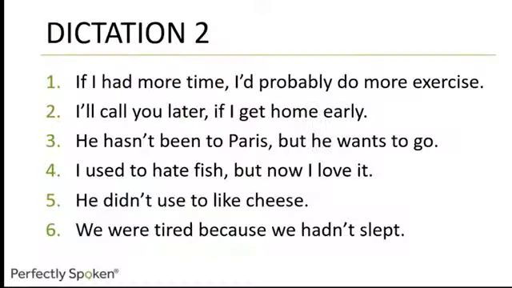Okay, so we go back to the sentences, right? And the last sentence, number 6. We were tired because we hadn't slept. Okay, so last sentences for the dictation. Are you ready? Right, these are questions.